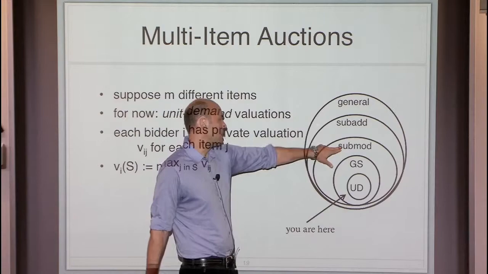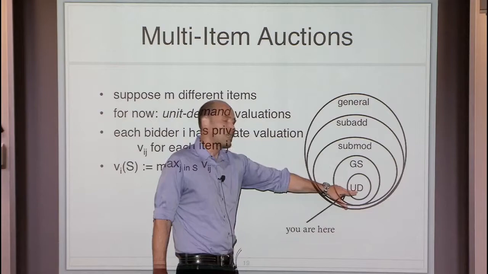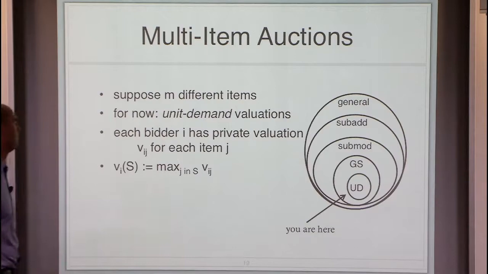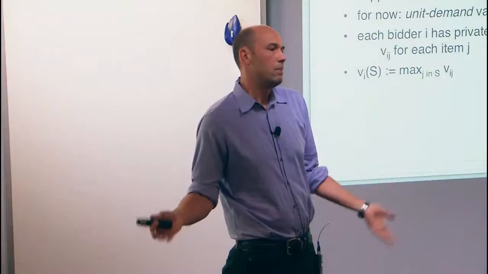For now, I'm gonna focus on unit demand valuations, although all the results from this part are more general. Okay, the results from this part hold basically somewhere between these third and fourth bubbles. Okay, so more general than submodular. What's a unit demand valuation? That means each bidder only wants one thing. Okay, so it can have preferences among the different things. Right? So as a bidder I have Vij for each item j, but if you give me lots of items, I basically just throw out all of the ones except the one I like the most.